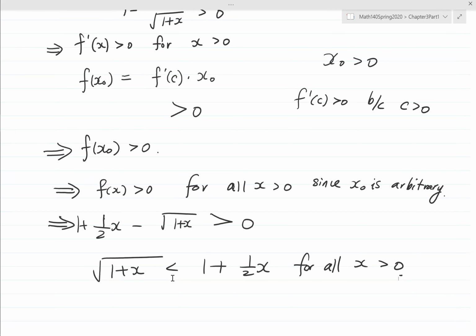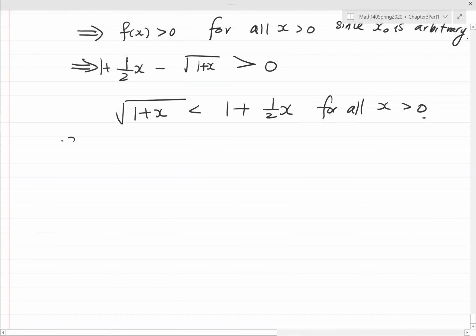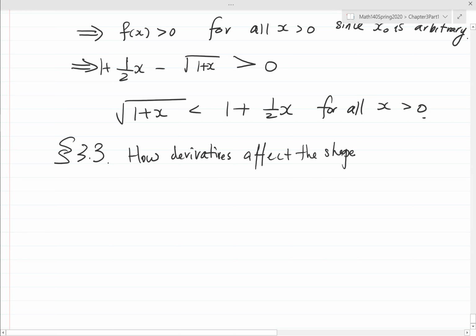Now let's talk about the next section, section 3.3: How derivatives affect the shape of a graph.